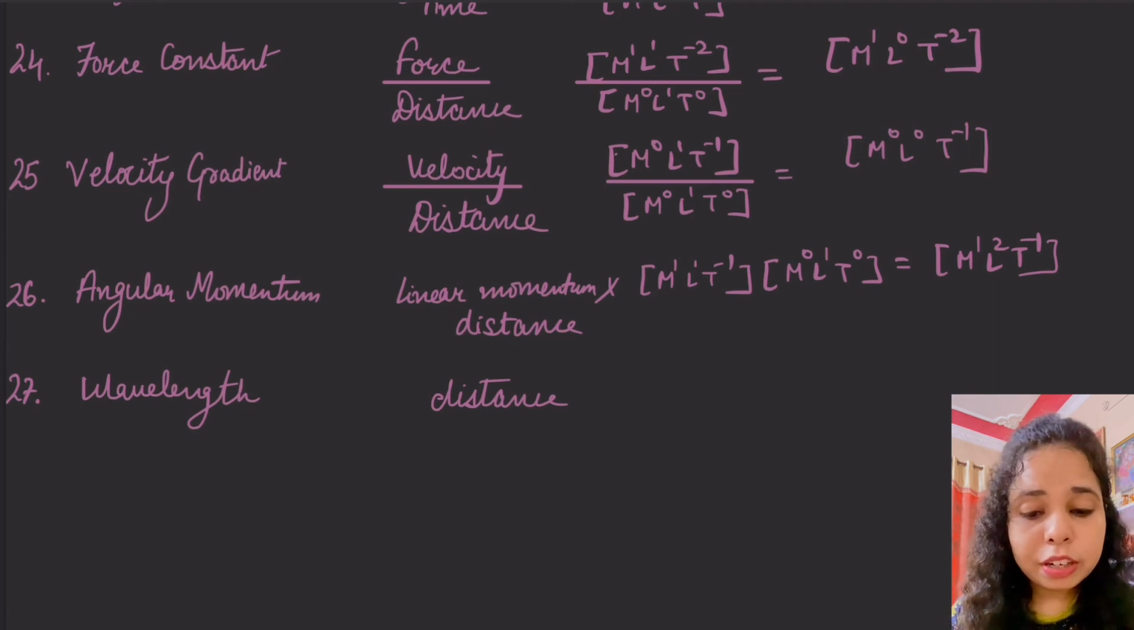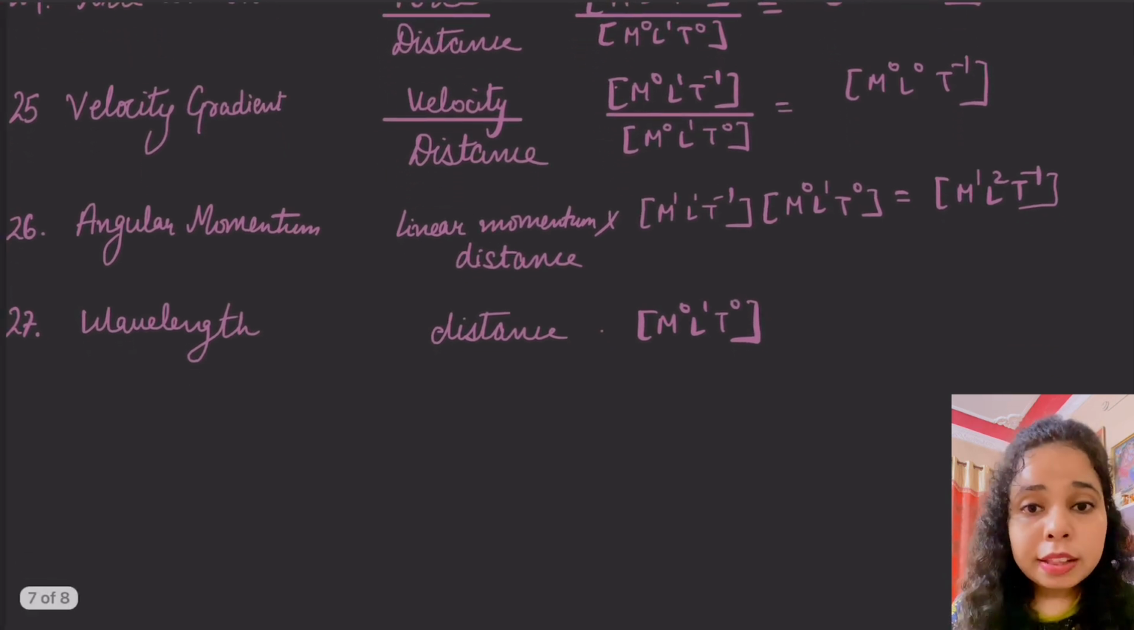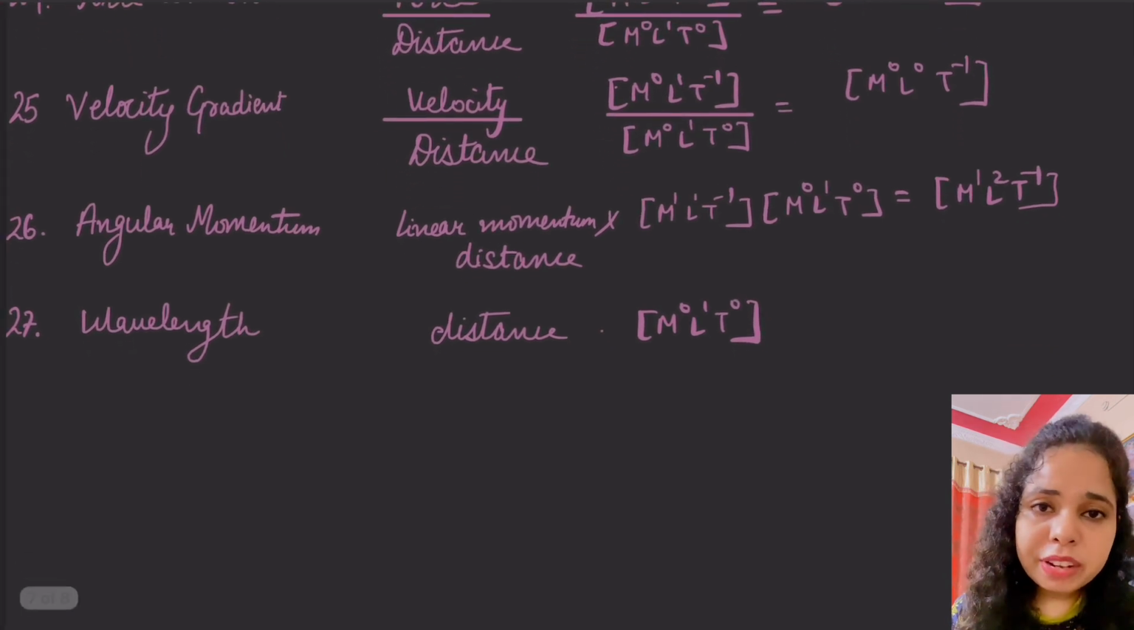And the last physical quantity which we are going to define is wavelength. Wavelength is basically a distance. It has the dimensions of distance because wavelength is always measured in meter. Therefore it has dimension very simple, that is m0 l1 t0.